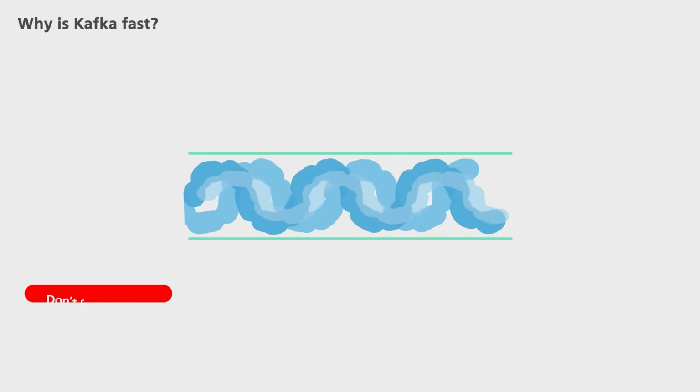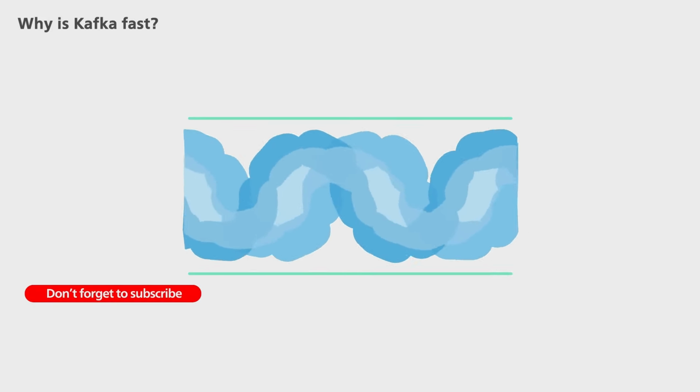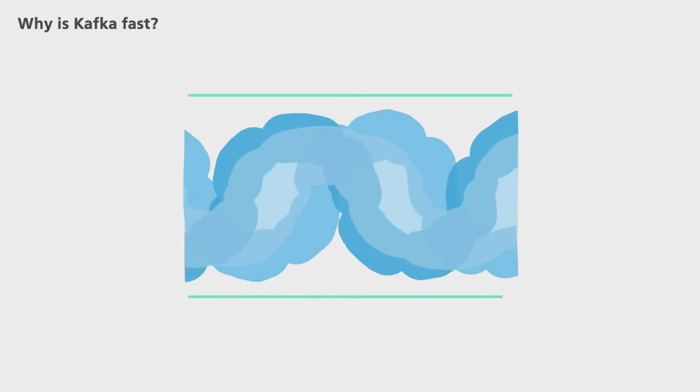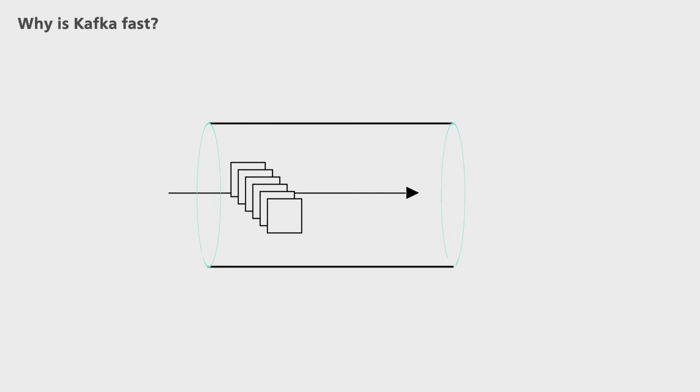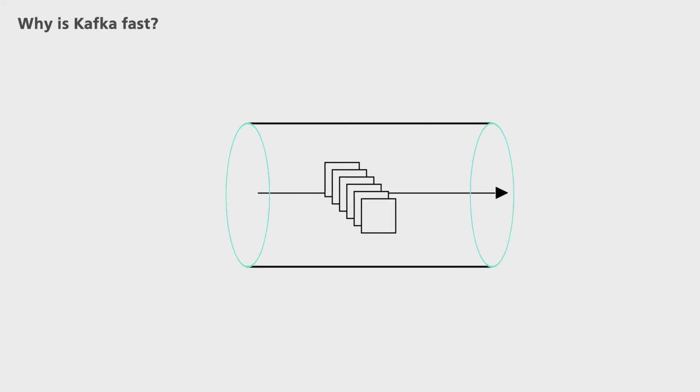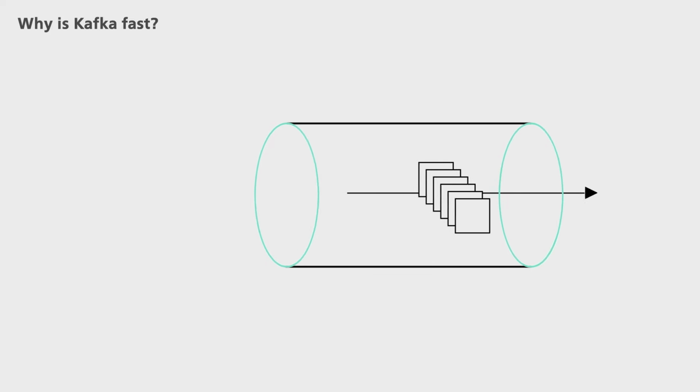Think of it as a very large pipe moving liquid. The bigger the diameter of the pipe, the larger the volume of liquid that can move through it. So when someone says Kafka is fast, they usually refer to Kafka's ability to move a lot of data efficiently.